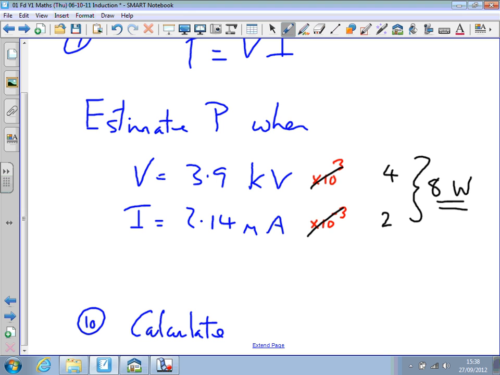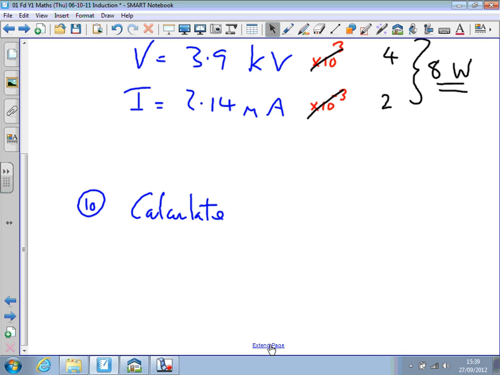And then I get my calculator out and I work it out. Can you work out what that is with the calculator, please? So you need to convert that to engineering notation, so 3.9 times 10 to the 3, and that to engineering notation, so 2.14 times 10 to the minus 3, and you should get roughly 8. So this would be 3.9 times 10 to the 3, and that would be 2.14 times 10 to the minus 3.